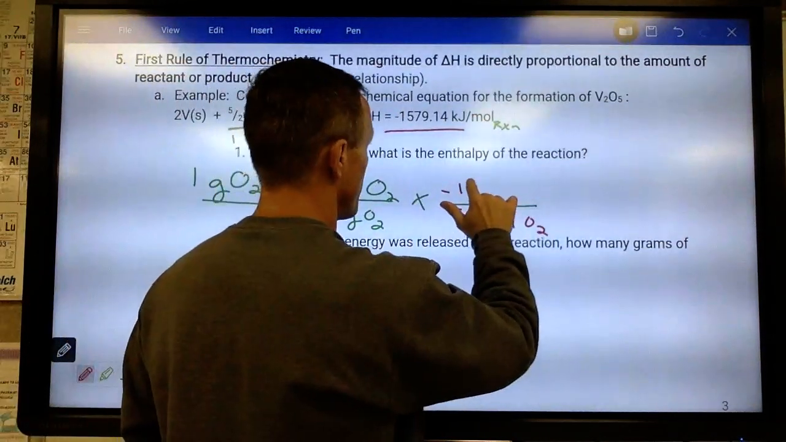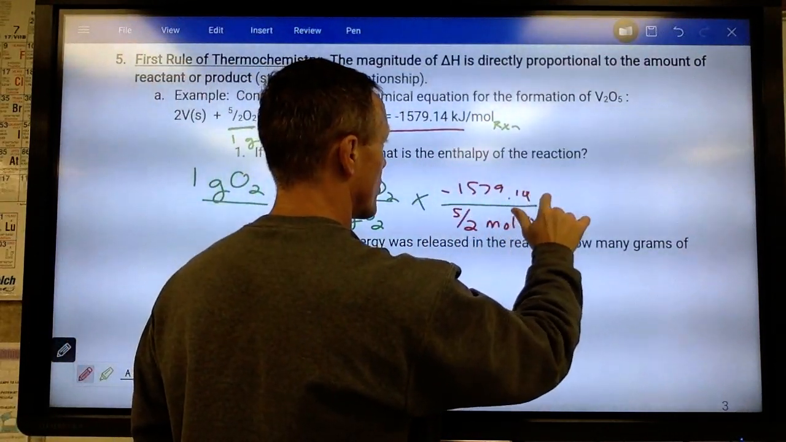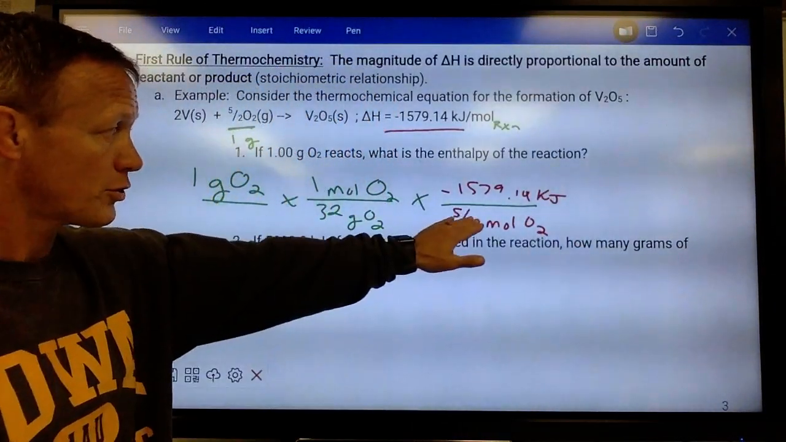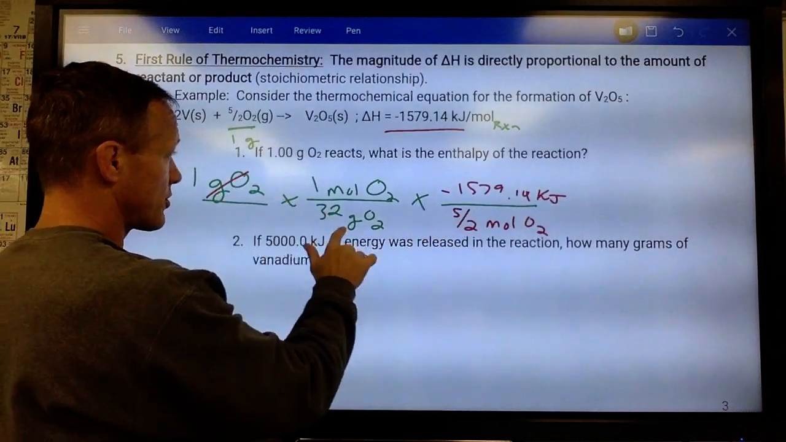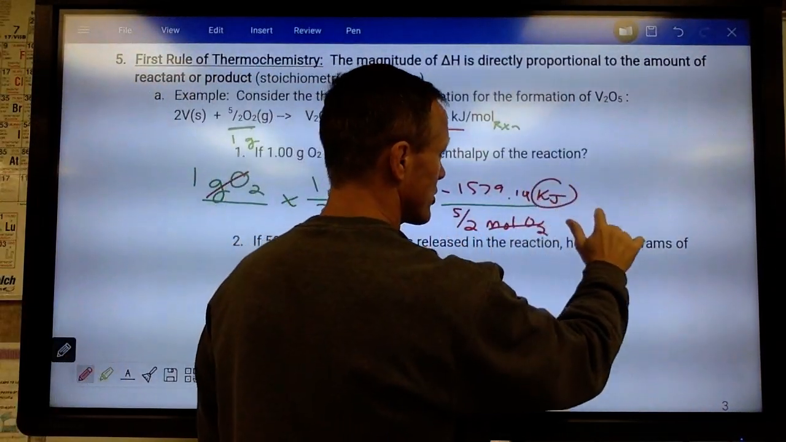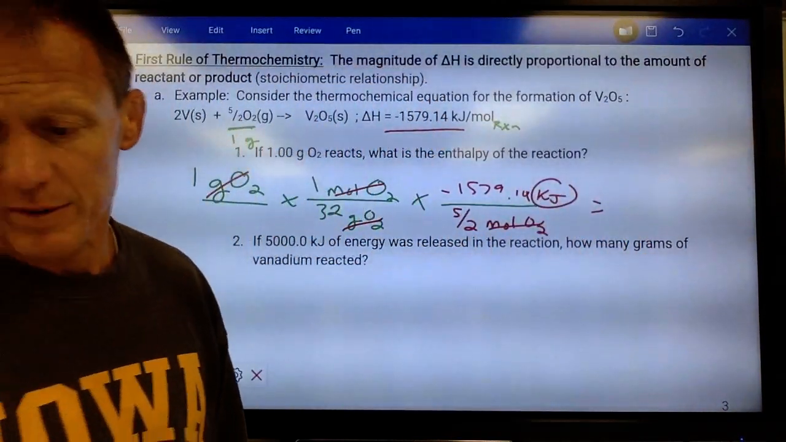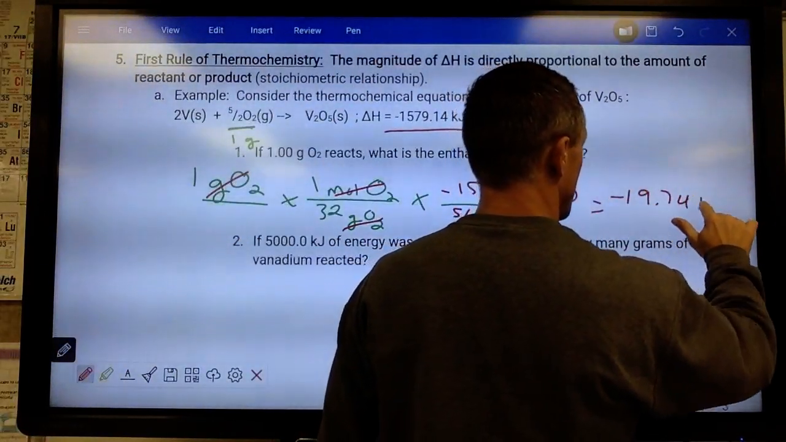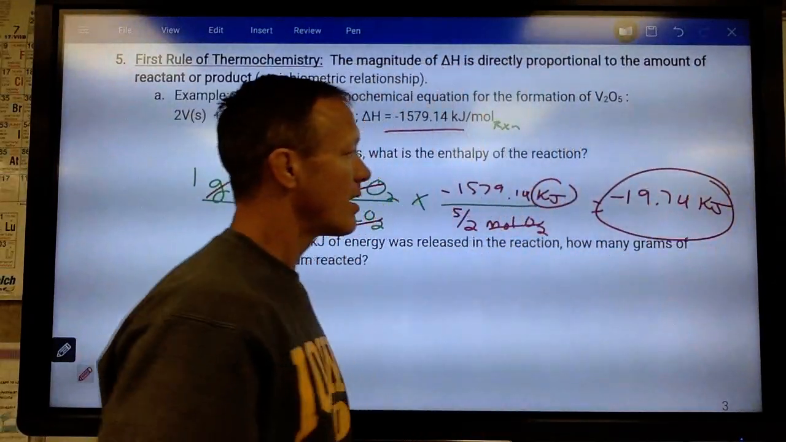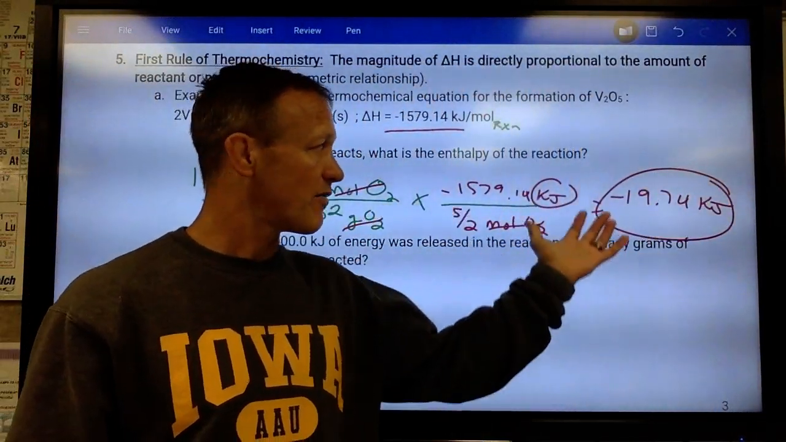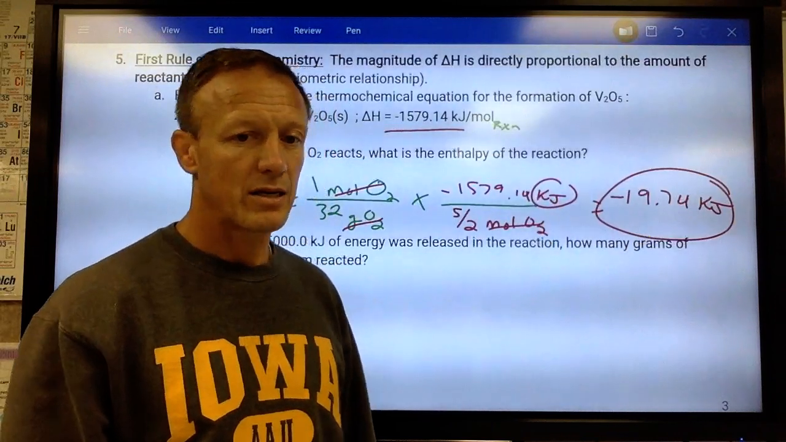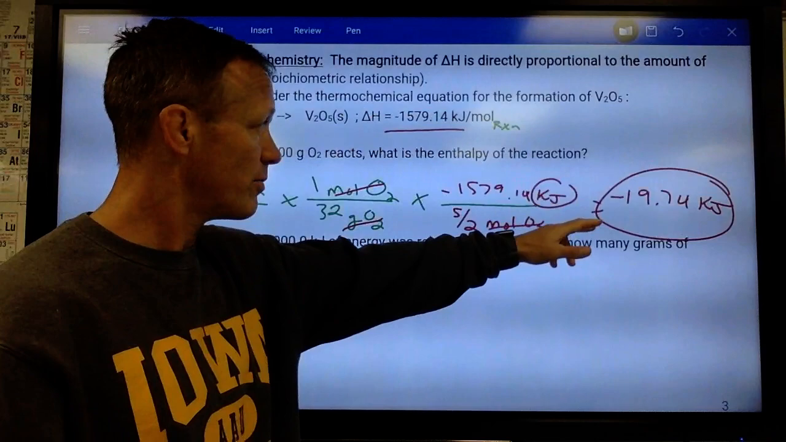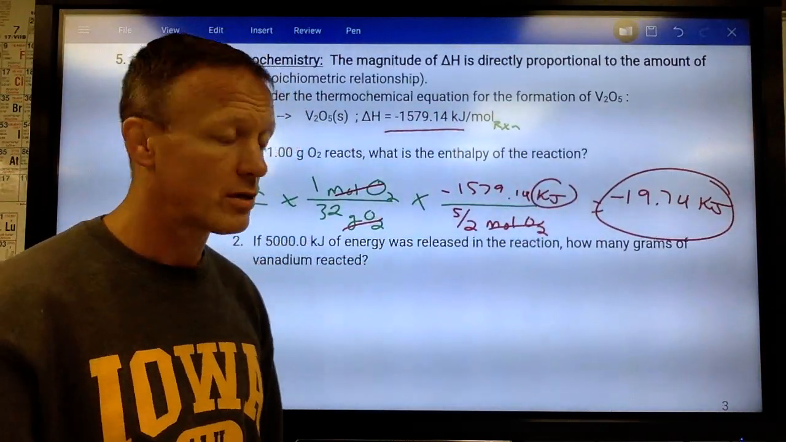There is a negative 1579.14 kilojoules of heat released per 2.5 moles of oxygen. Grams cancels, moles cancel, we're going to be left with kilojoules. There's our answer. It's about a negative 19.74. Again, pay attention to signs a lot in this stuff. That is how much energy is released if 1 gram of oxygen is used in the reaction. Now, if we had twice that many grams of oxygen, it would be twice that many kilojoules.